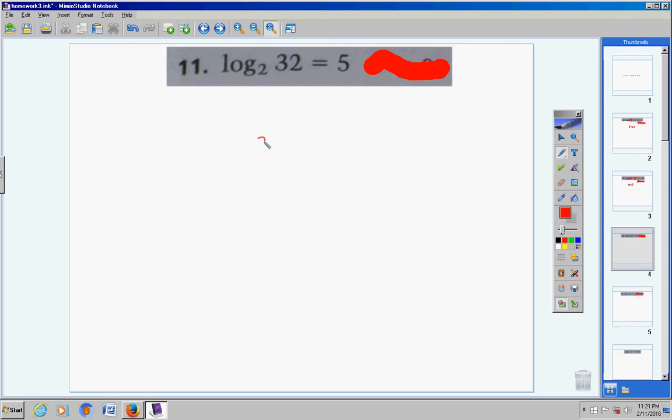Number 11. 32 is your argument. It goes right here. Then an equal sign. This is your base. It goes right here. And then whatever the logarithm equals, it equals 5. That's an exponent right here. And there we go.